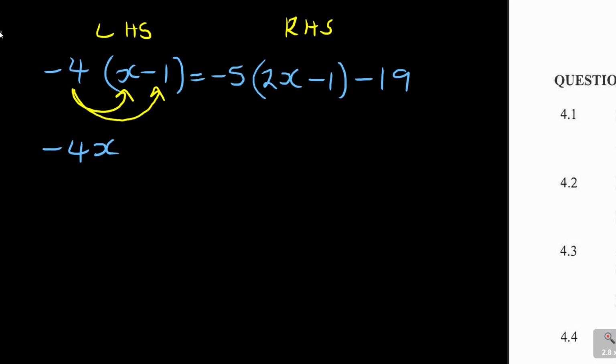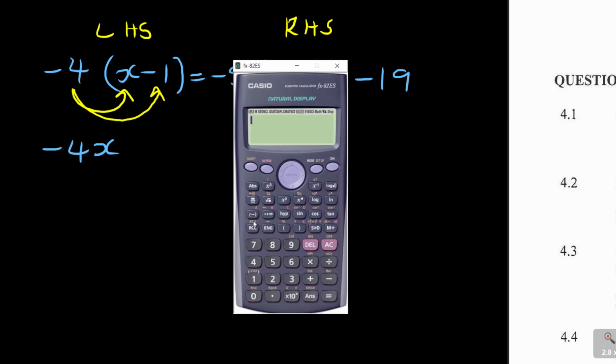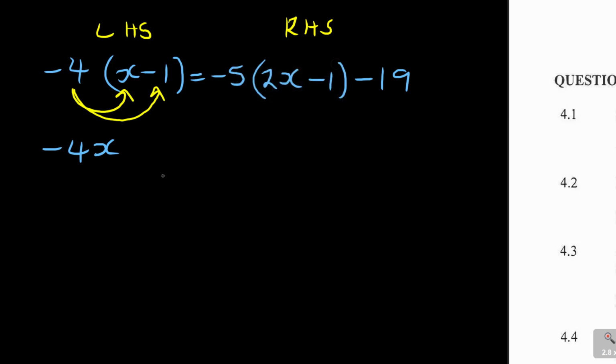And then minus 4 times minus 1. Your calculator can always come in handy. You're just saying negative 4 times negative 1. It will give you a positive 4. So you write that sign, positive 4. You have done the left hand side, equal to. You repeat again for the right hand side.